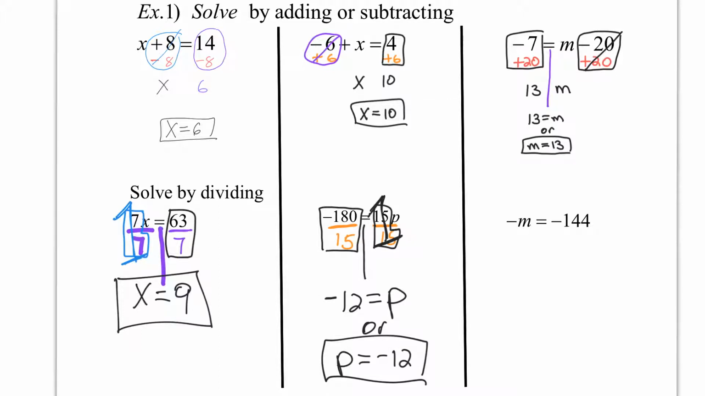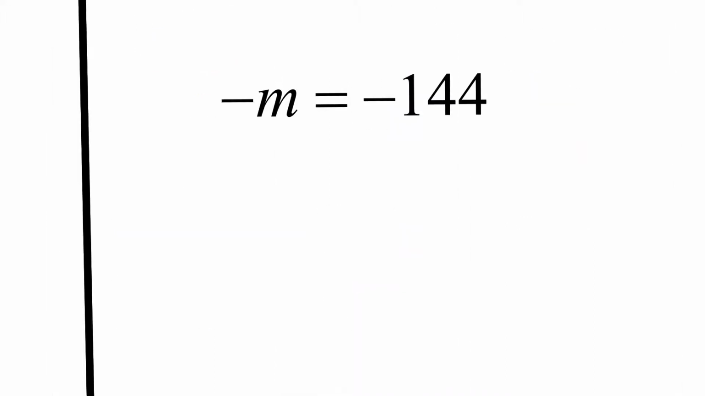Now the last one I want to show you guys is negative m equals negative 144. Well, first of all, we have to understand what is happening to the m and the negative. So let me just zoom in. Looking at the negative m, between the negative and the m, there's actually an invisible 1. So we have a negative 1 m. Every time you have that negative next to the variable, it's a negative 1. You can never have a negative variable for your answer. You have to get rid of the negative.